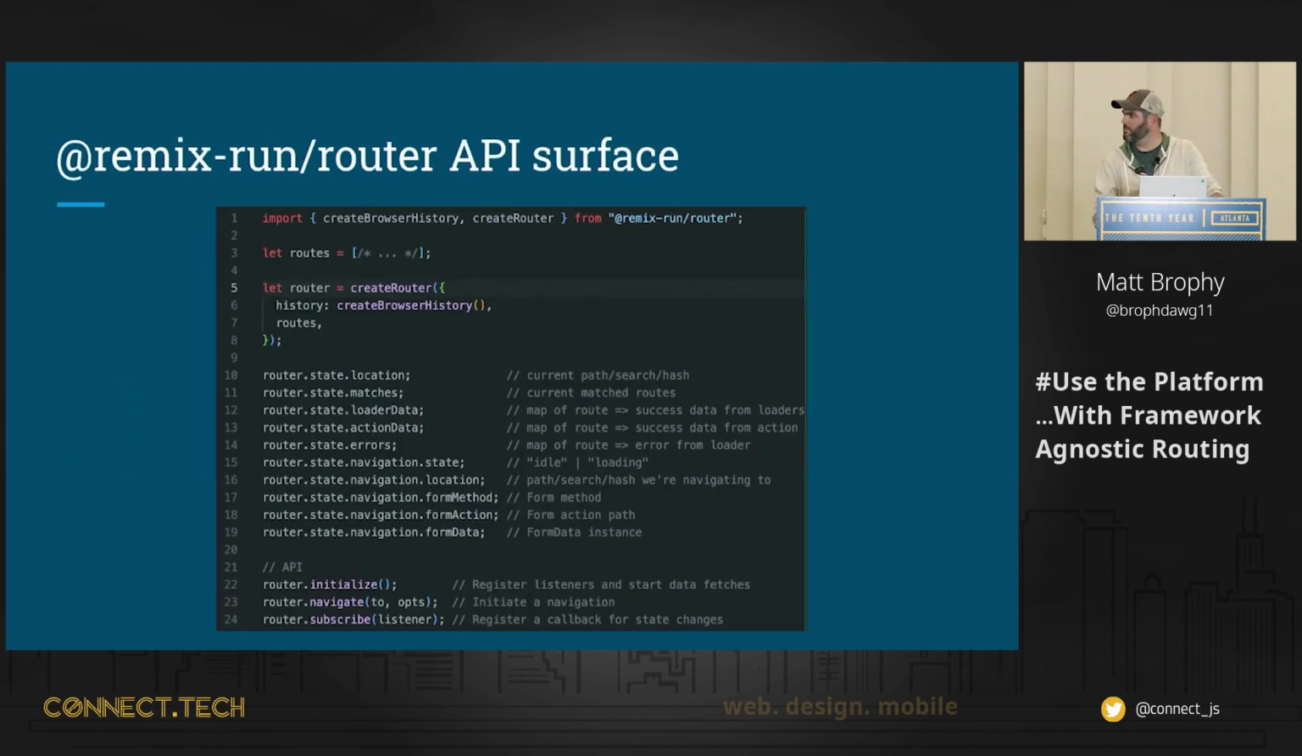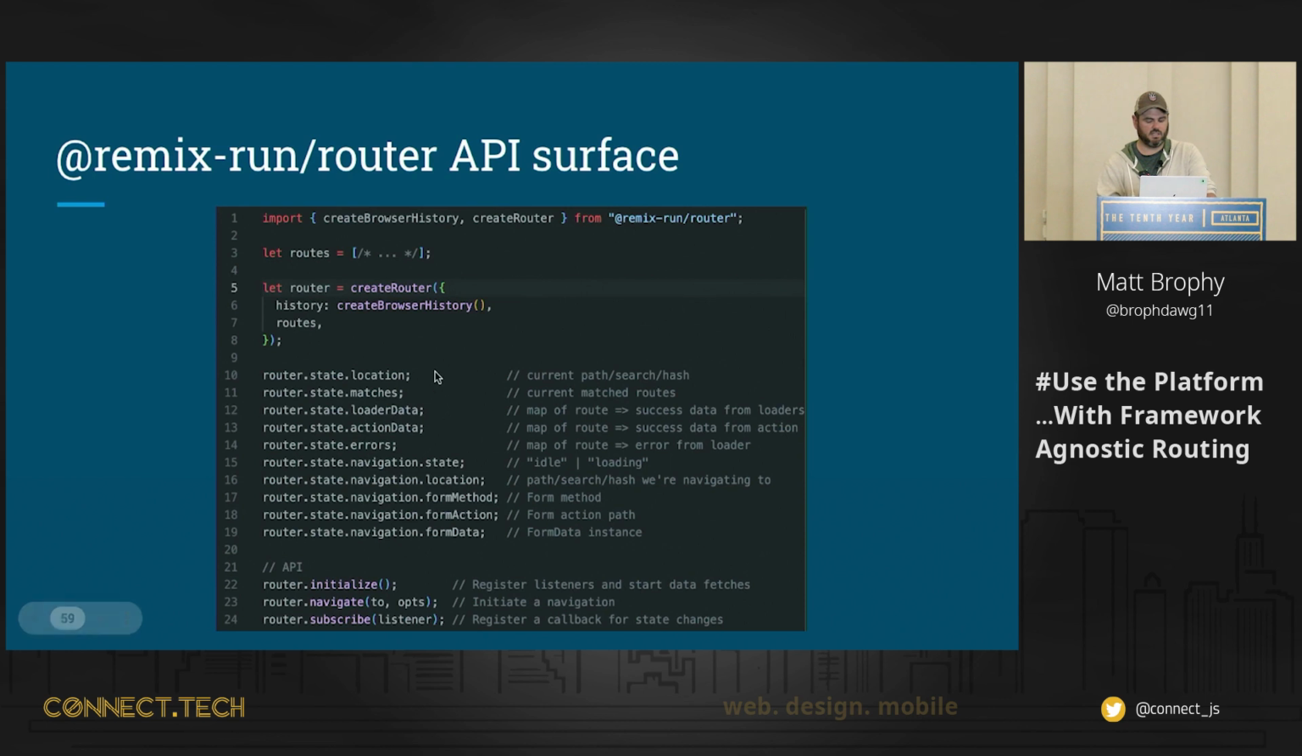This is what the API looks like if you were using it. Now, most folks will never interact directly with the Remix router. This is something that usually will only be used by libraries like React Router and the Vue version of that. But it's there, and you can create a router given the routes. You give it a history. We still support memory routing and hash routing and browser URL routing.